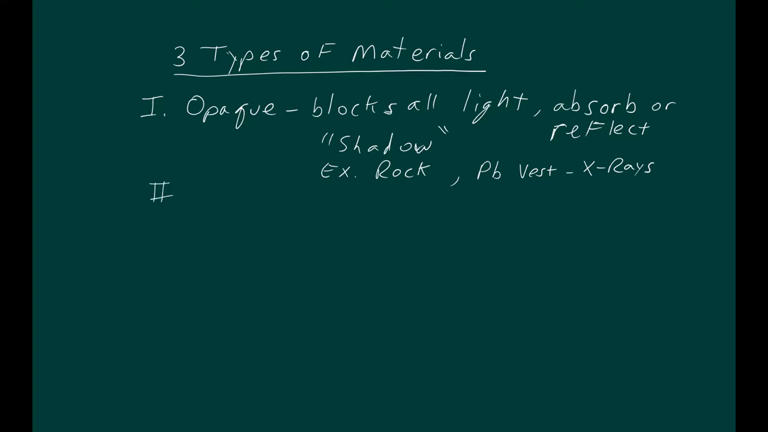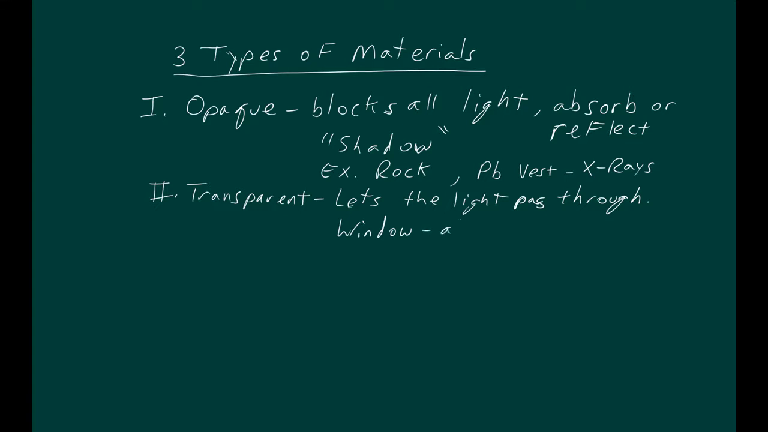Our second type is transparent. Transparent is something that lets the light pass through it. Okay, so of course this is a window, if you will. A window lets all visible light through.